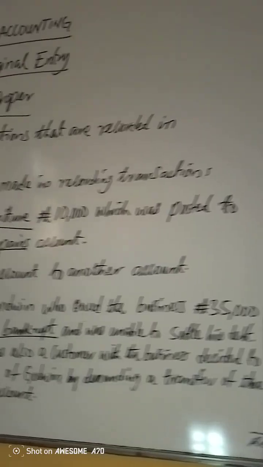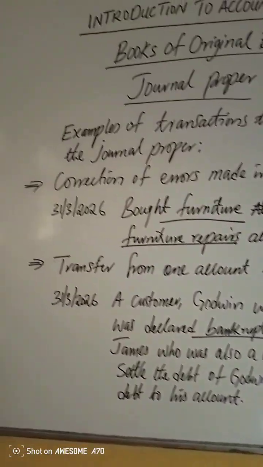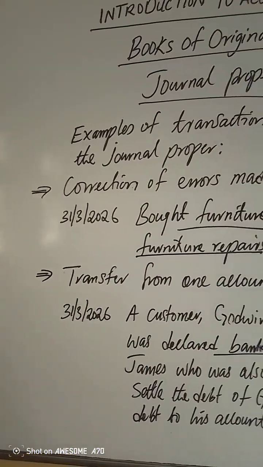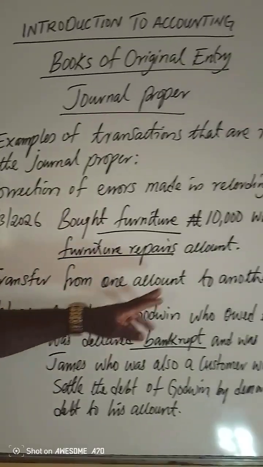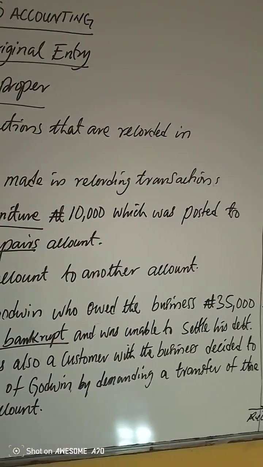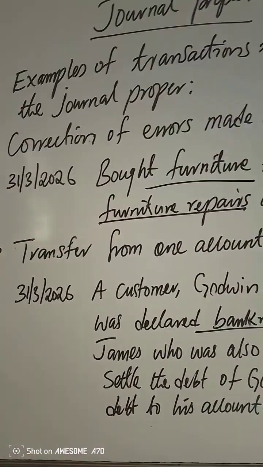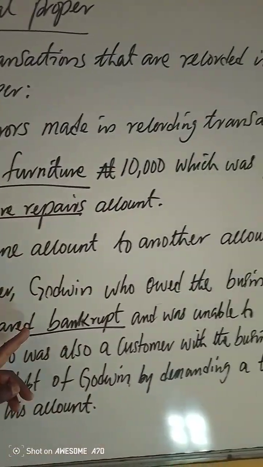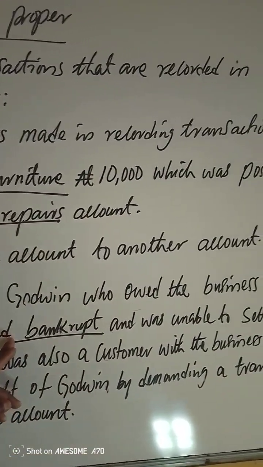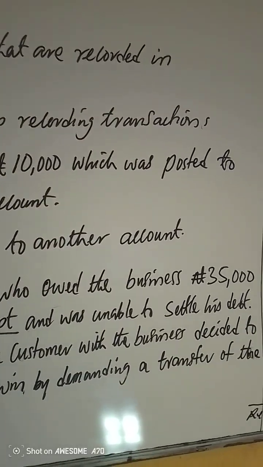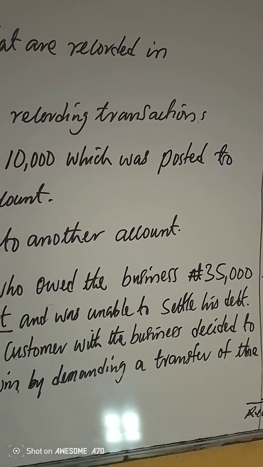Quickly, the next transaction that is recorded in the Journal Proper is what is called transfer from one account to another account. Look at what happened here. A customer, Godwin, who owed the business 35,000, was declared bankrupt. Bankrupt means a situation whereby a person or an organization can no more pay its debts. By any way, he cannot pay his debt.